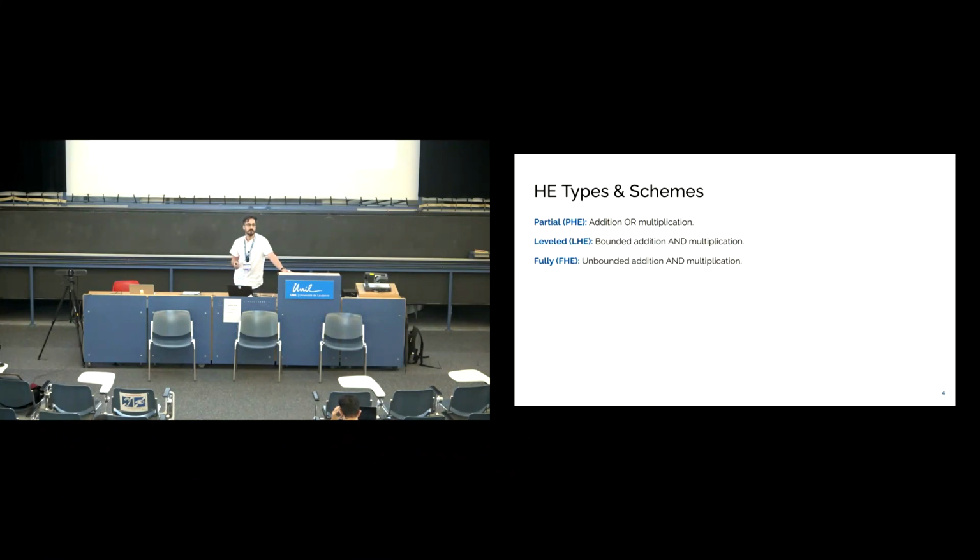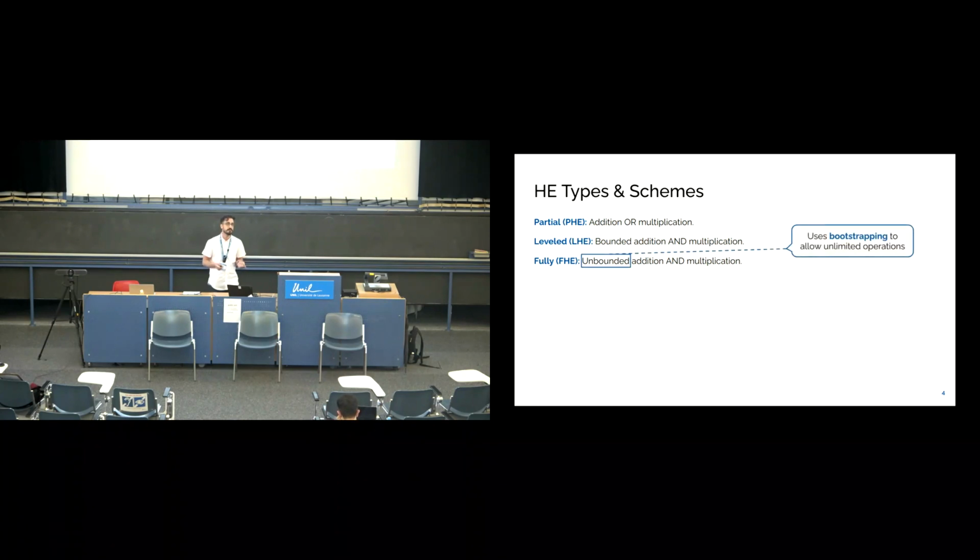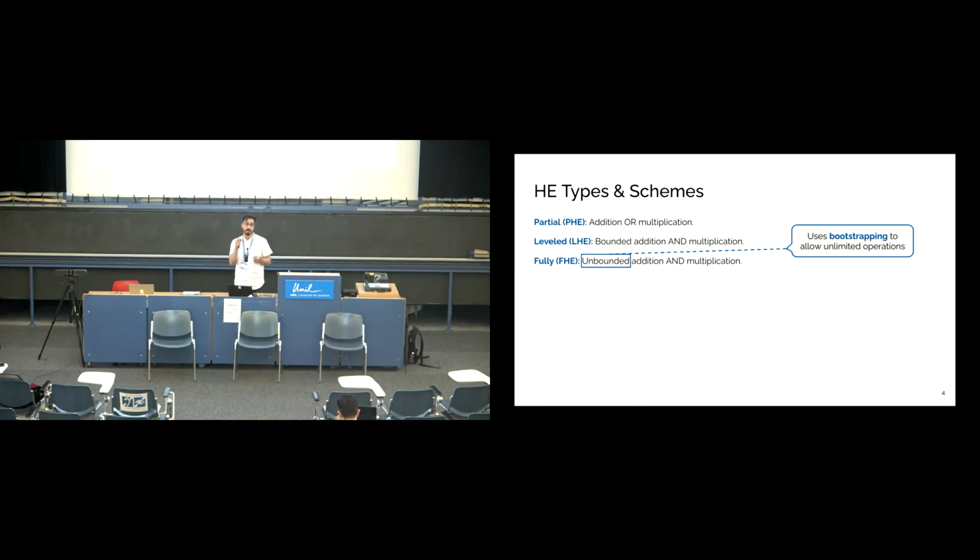A few more details about homomorphic encryption. We have different types and schemes. Regarding the types, we can have partial homomorphic encryption that allows either addition or multiplication to be performed on the encrypted data. Then we have level homomorphic encryption that allows for a limited number of additions and multiplications. And finally, we have fully homomorphic encryption that allows for an unlimited number of additions and multiplications, with the only caveat that in order to keep going, we need to do a special operation called bootstrapping. So in this work, we focus on the latter two variants, the level and the fully homomorphic encryption.